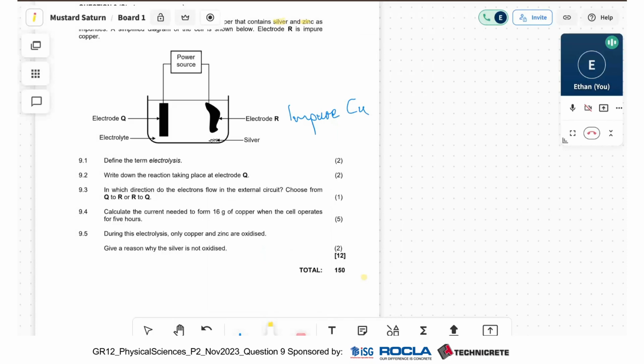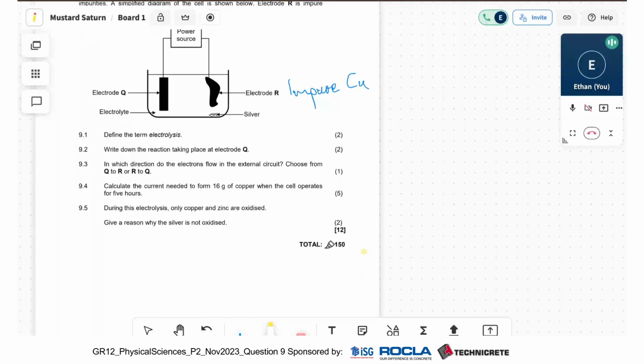That's acceptable. You can phrase your answer slightly differently as long as you capture the essence of what the question's asking. You can say decomposition of an ionic compound by means of electrical energy, the process during which an electrical current passes through a solution. Yeah, all are acceptable. But essentially, it's joining electrical energy and chemical change that is the bottom line for this question.